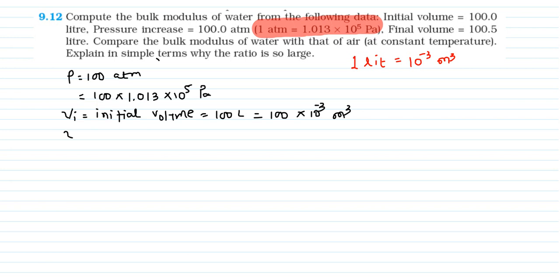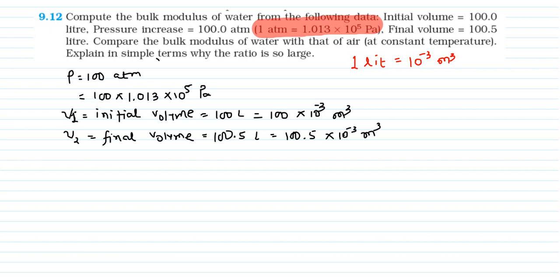V2, that is the final volume. So what is the final volume? That is 100.5 liter, that is 100.5 into 10 raised to minus 3 meter cube. This conversion you just have to remember.